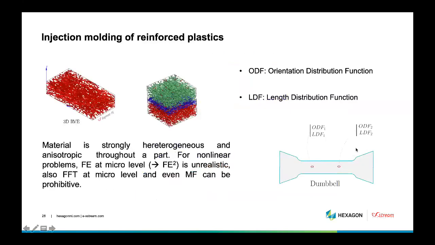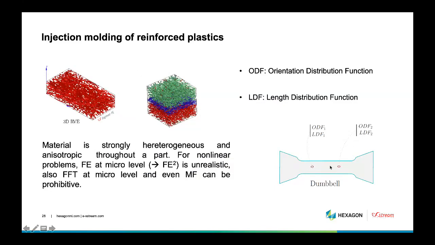So if you go back to injection molding or reinforced plastics as an example, in each volume element you have a lot of fibers which do not have the same orientation and the same length. And if the part is thick enough, then these different microstructures also differ from subvolumes through the thickness. Now, if you inject even a simple dumbbell like that, if you take a small volume here, you will have a fiber orientation distribution function and a length distribution function. So you'll have, let's say, a microstructure like that. And here you will have also another ODF and another LDF, a microstructure like that. But those microstructures will be different.